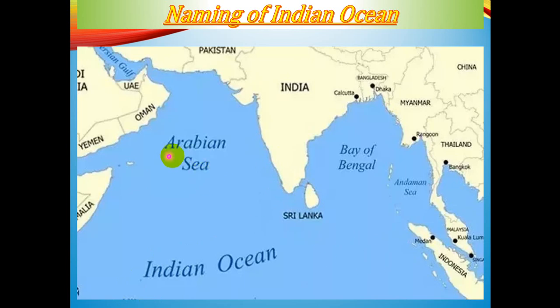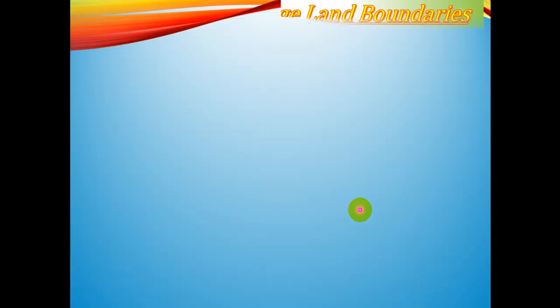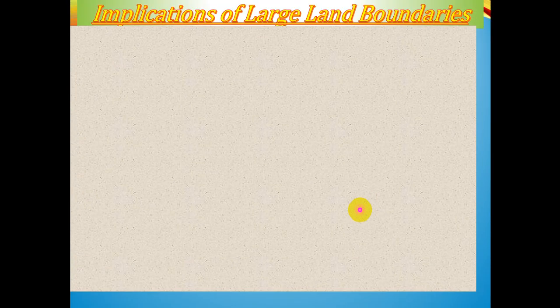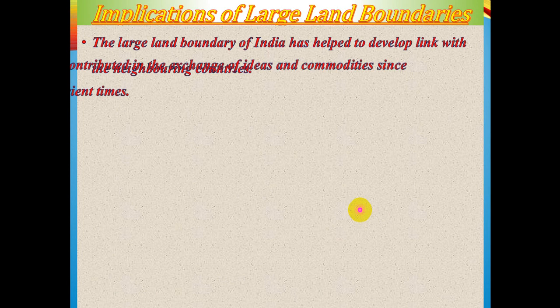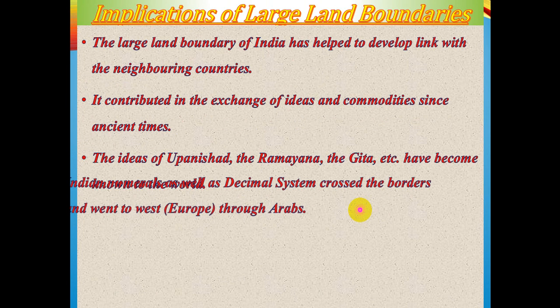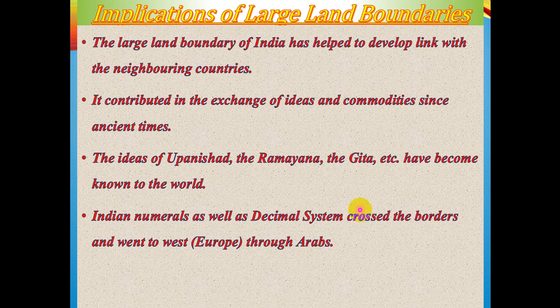On the west it is the Arabian Sea, and on the east it is the Bay of Bengal. Now next we will proceed to the implications of the large land boundaries of India. Because of this large land boundary, India has been able to develop links with neighboring countries to exchange ideas and commodities.